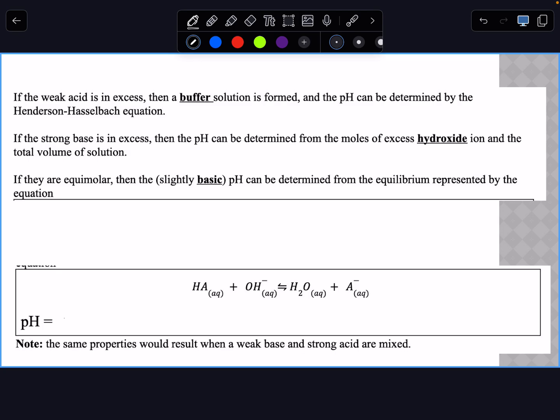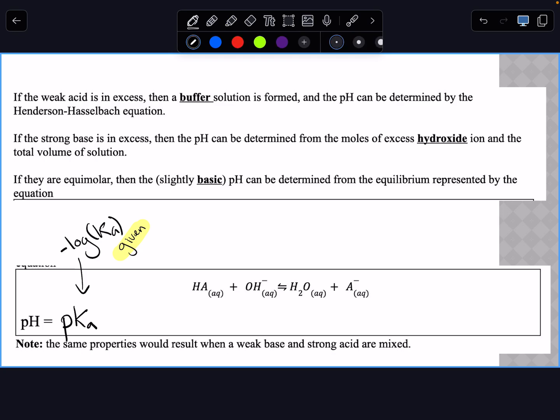Okay, so the pH of a buffer is going to be equal to the pKa of the acid, where the pKa is taking the negative log of the Ka. And the Ka is going to be given in the problem, because this is unique to every acid, right? Every acid has its own K value, which is its equilibrium constant.